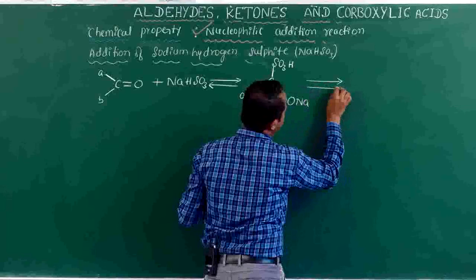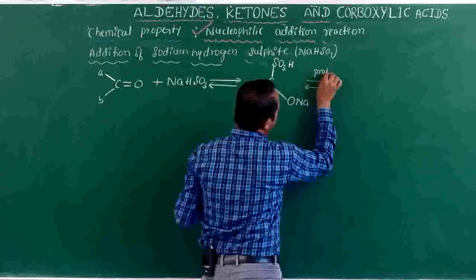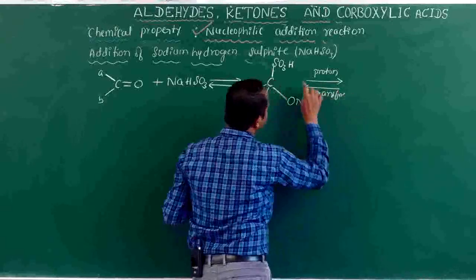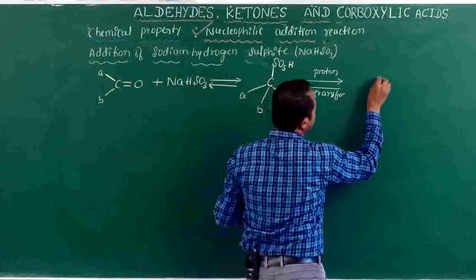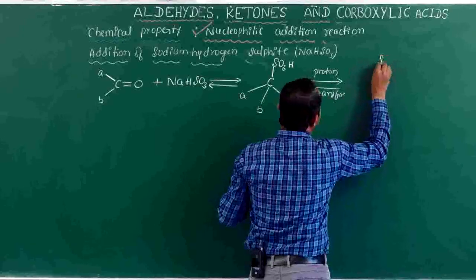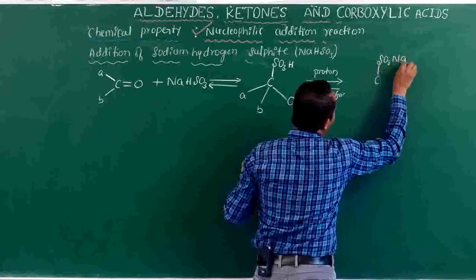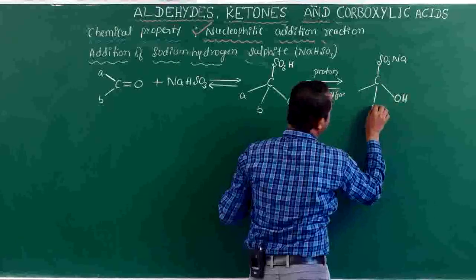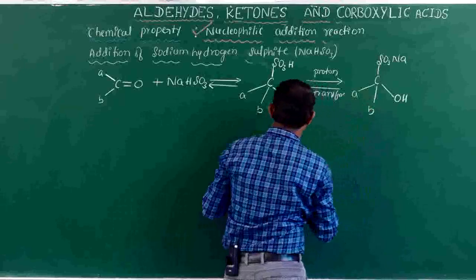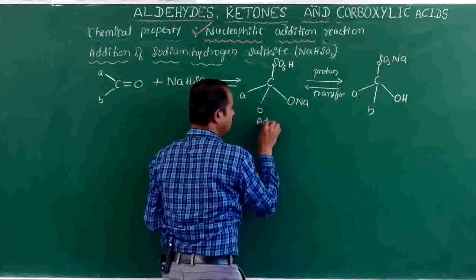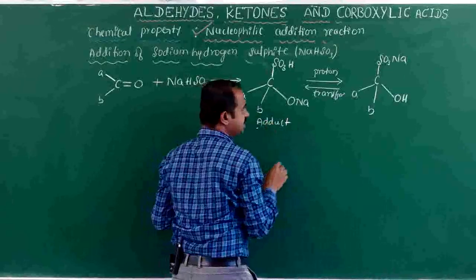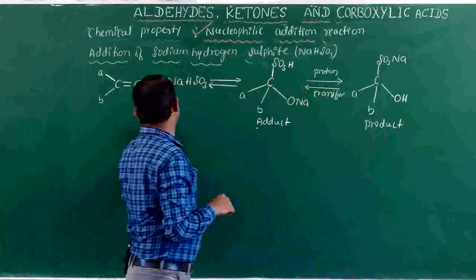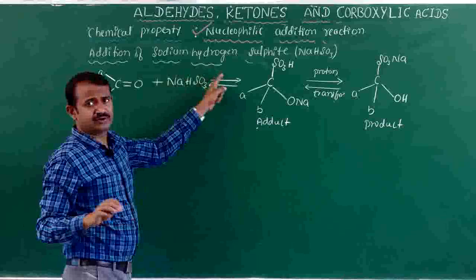The proton is transferred here, giving SO3Na and OH with A and B. This is the adduct intermediate, and this one is the product. This is the addition of sodium hydrogen sulfite.